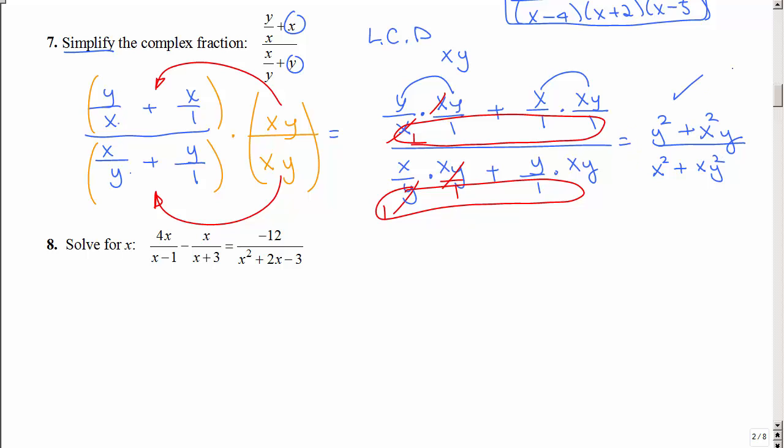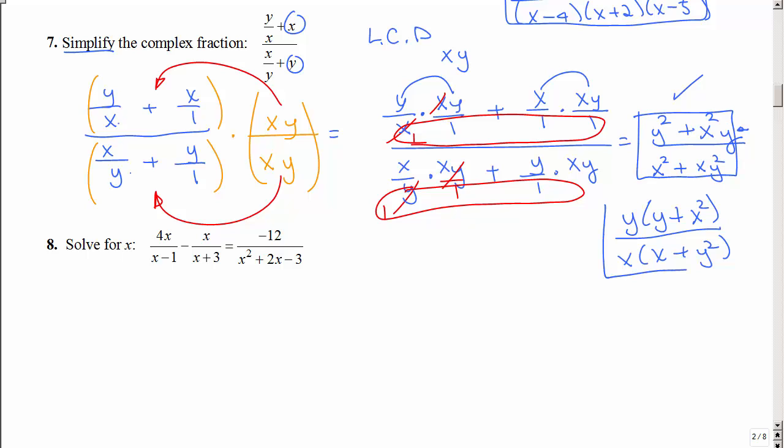I can leave my answer like that, or I could say, hey, I could factor out. What do I have in common in the top? A y. What do I have in common in the bottom? An x. But I can't reduce either of those, so again, this would be an okay answer.